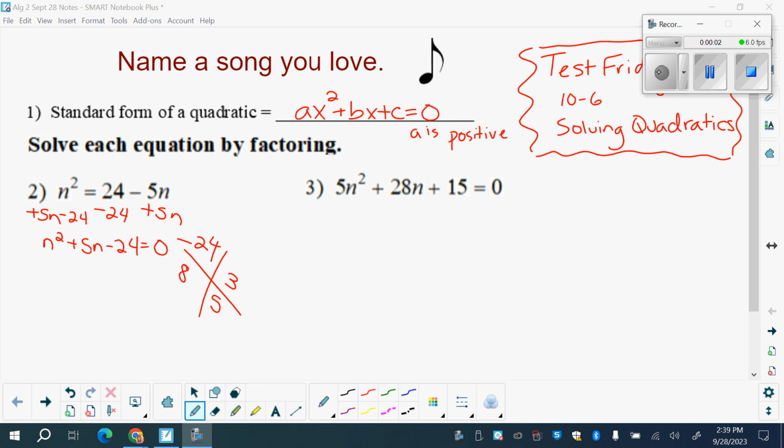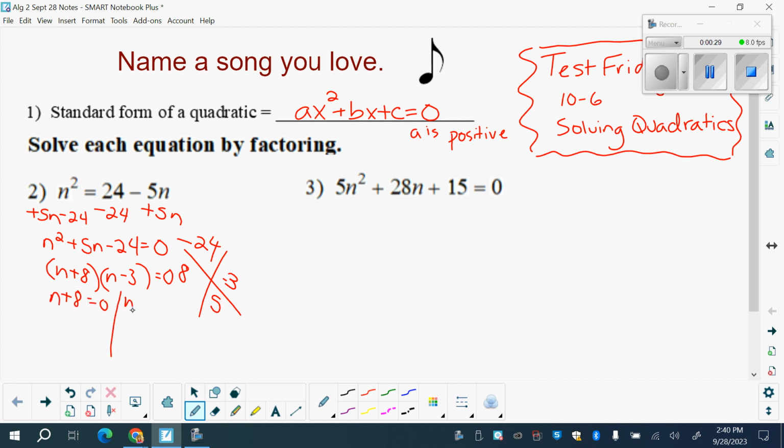Okay, what are my signs here? -3. -3. Thank you, those of you who are sitting quietly. So then, what's my next step? Equals 0. And then what's my next step after that? Zero product property. That's right. Very good. N plus 8 is 0.